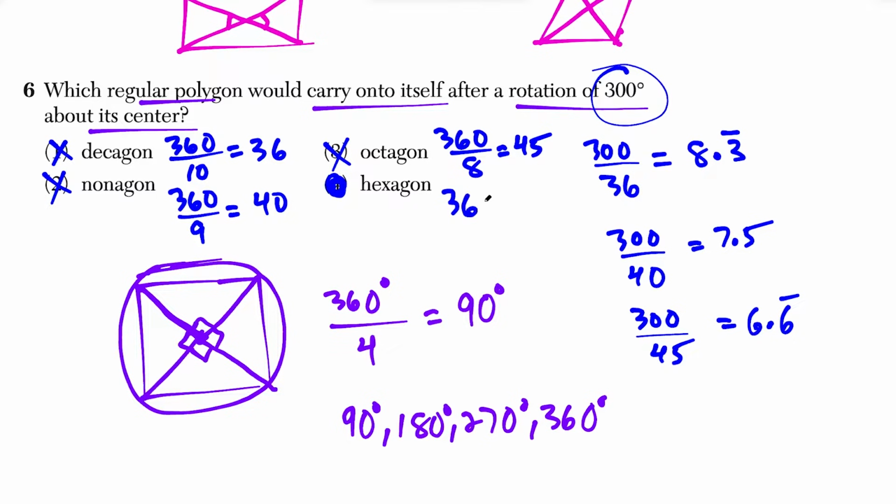If we do 360 divided by 6, since a hexagon has 6 sides, we get 60. Now we see here, if we do 300 divided by 60, this time around things divide nicely. 300 divided by 60 is 5. Notice that this divides evenly, so 4 is definitely our answer.